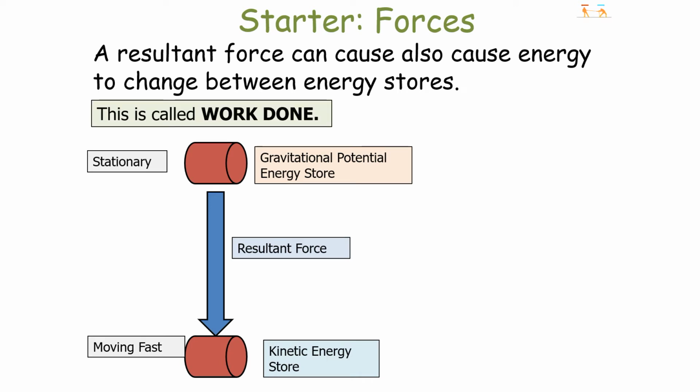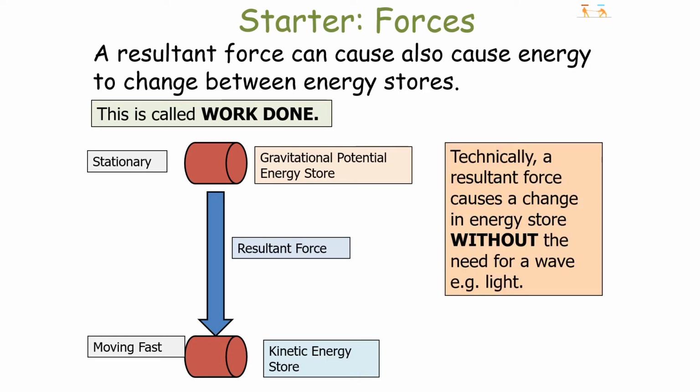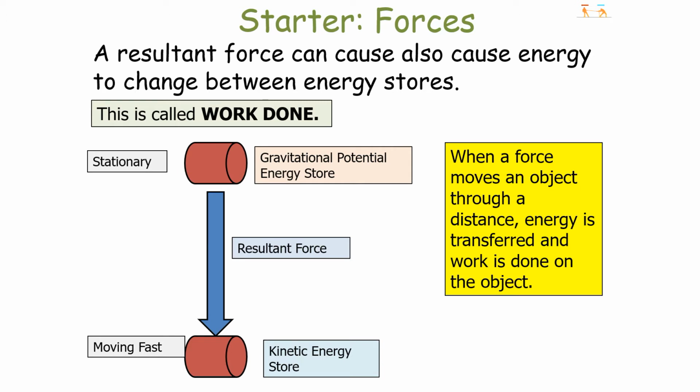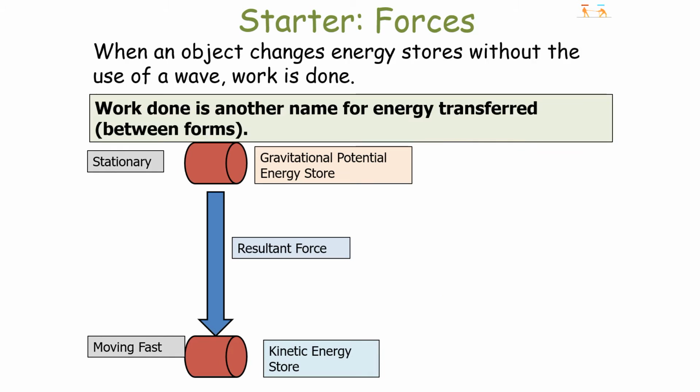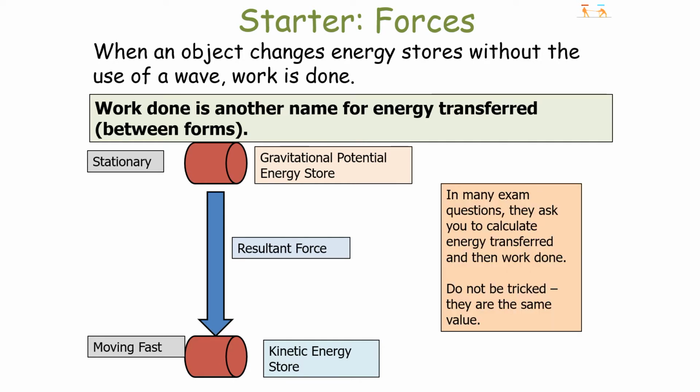This is called work done. Technically, a resultant force causes a change in energy store without the need for a wave such as light. So when a force moves an object through a distance, energy is transferred and work is done on the object. This means that work done is another name for energy being transferred between different forms or stores. In many examination questions they can ask you to calculate the energy transferred and then the work done. Don't be tricked, because these are actually the same value.